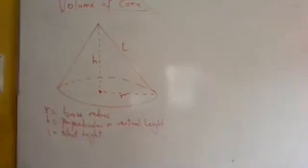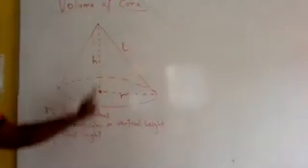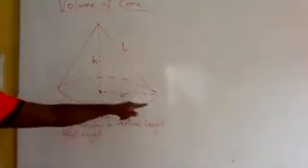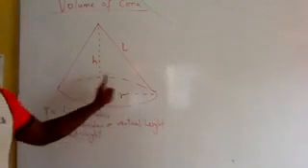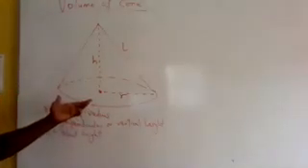While the L is the slant height. So we have our slant height, vertical height, and the base radius. The base radius, what you have at this bottom is what? It is a circle. So this is a cone.